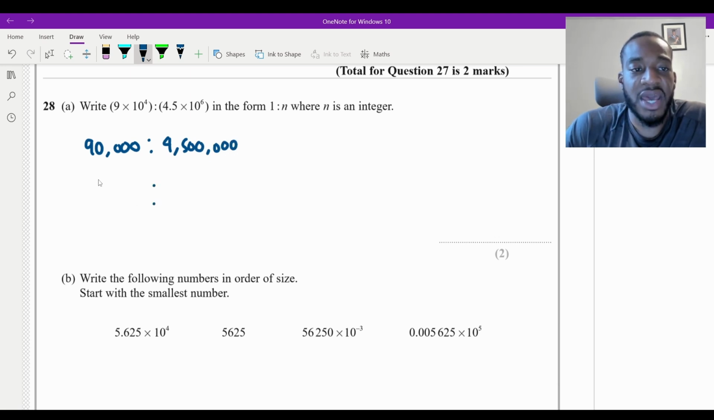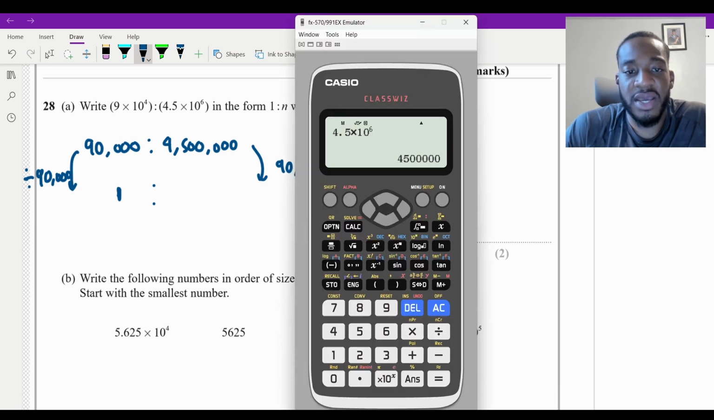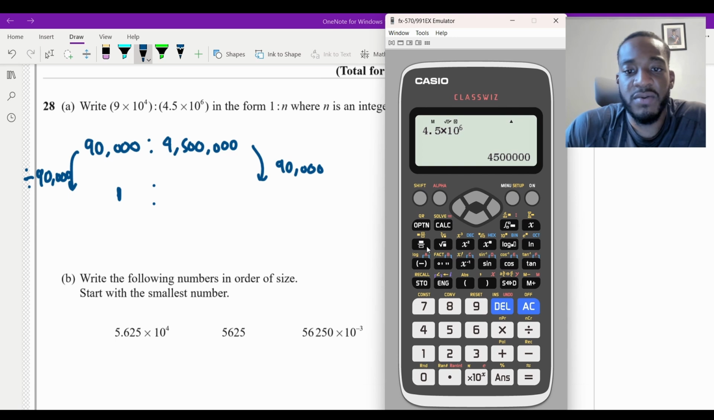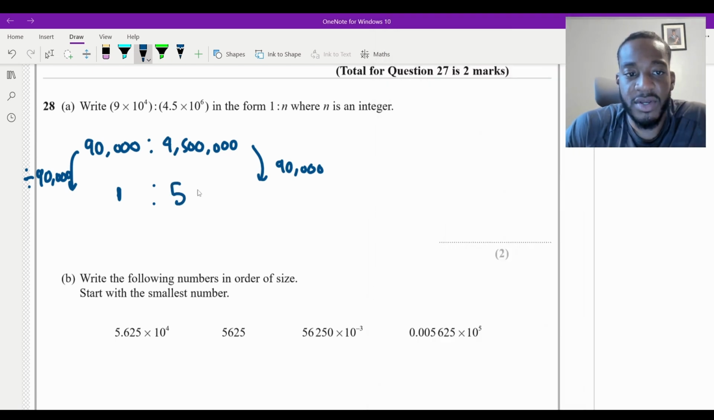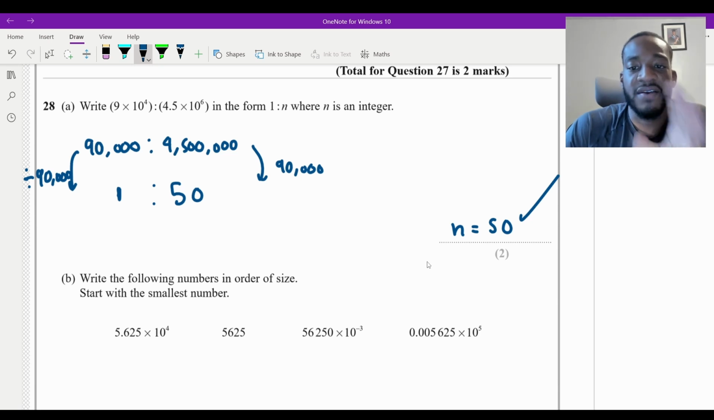So what that means is that I need to get this to be a 1. And what that means is that I'm going to divide both sides. Remember, ratios have to be equivalent. I need to divide both sides by 90,000. So I'm going to do that and see what I get. I'll use the answer button because it's a long number. That divided by 90,000 gives me 50. So therefore, n is equal to 50. Perfect. 1 to 50. Brilliant.